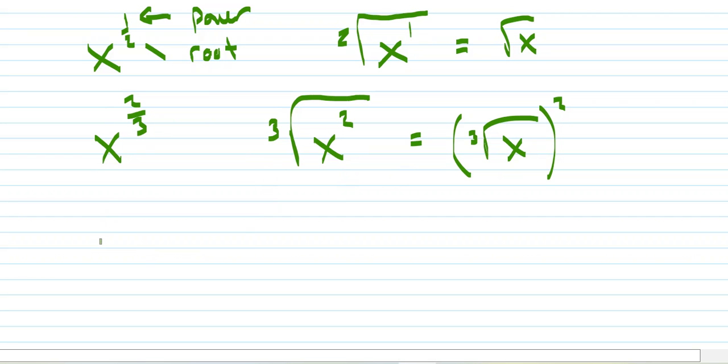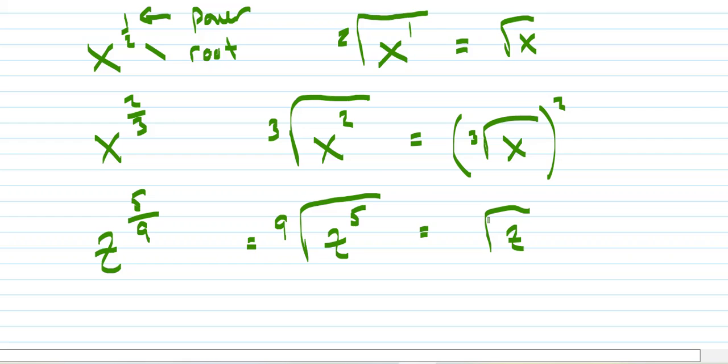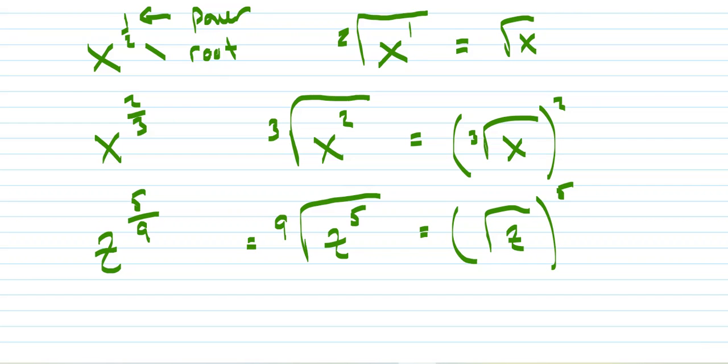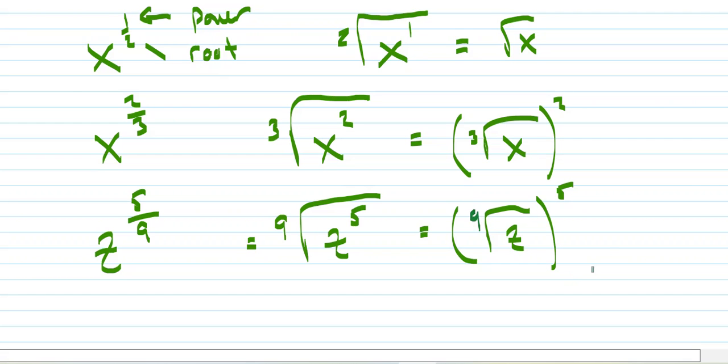Let's do one more. Let's say we have z to the 5/9 power. Well, that would simply be written as z to the 5th power, and we're taking the 9th root. Or we could say the 9th root of z, all raised to the 5th power. Let me make that look a little bit less like 9. It's the 9th root.